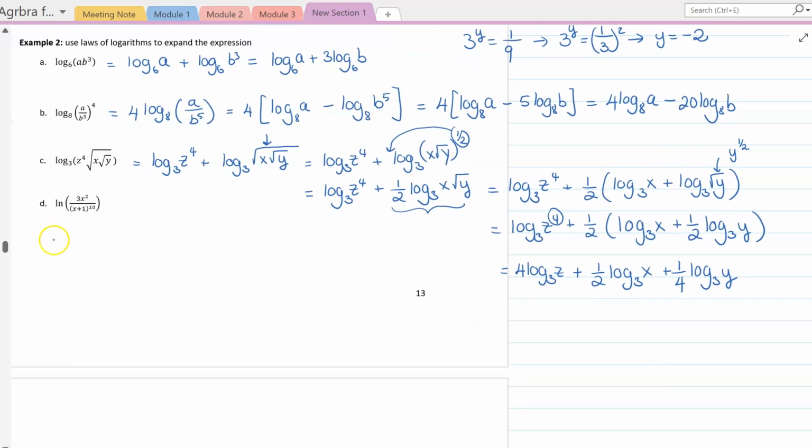Next one, here we have ln. So this is the same as ln of 3x squared minus ln of x plus 1 to the 10. That is ln of 3 plus ln of x squared minus ln of x plus 1 to the 10. That is ln of 3 plus 2 ln of x minus 10 ln of x plus 1.